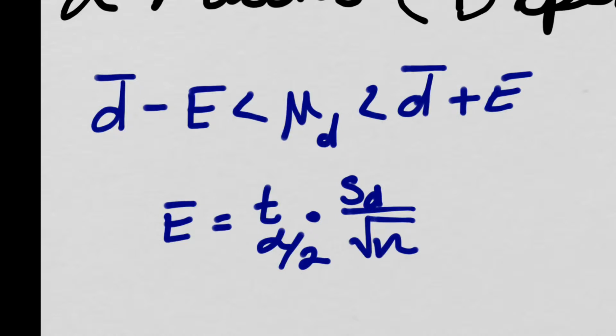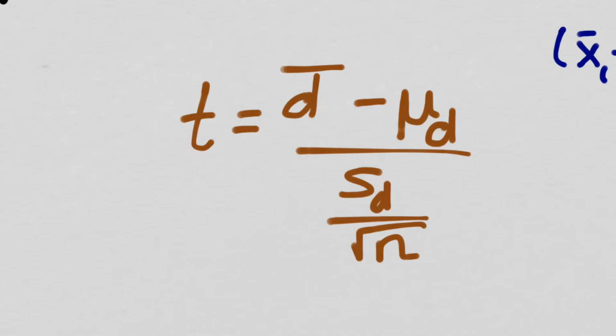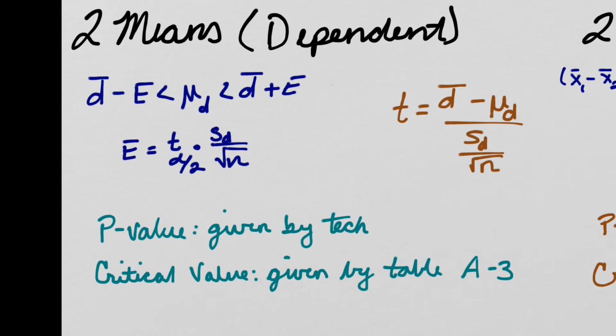Since we are estimating a population mean, we're using a t-score again. Depending on the size of the confidence interval, your critical value will be different. So same formula, just different usage. For the test statistic, since we're dealing with means, we're going to be doing a t-score. We have our difference average minus your population mean of differences, divided by the standard deviation, divided by the square root of the sample size. And again, the p-value will be given by technology or by the t-table if technology is not present. And the critical values are given by the t-table.